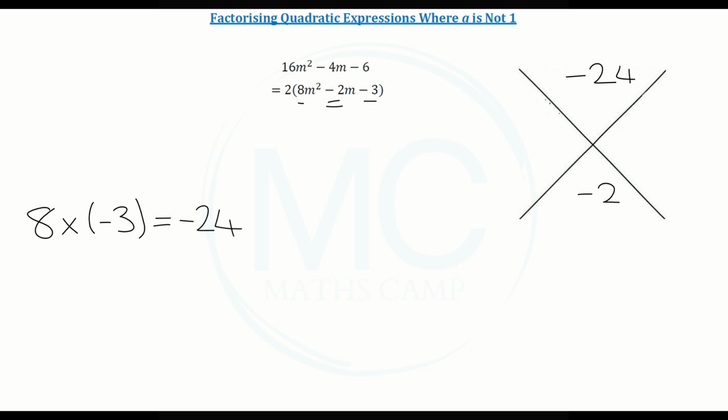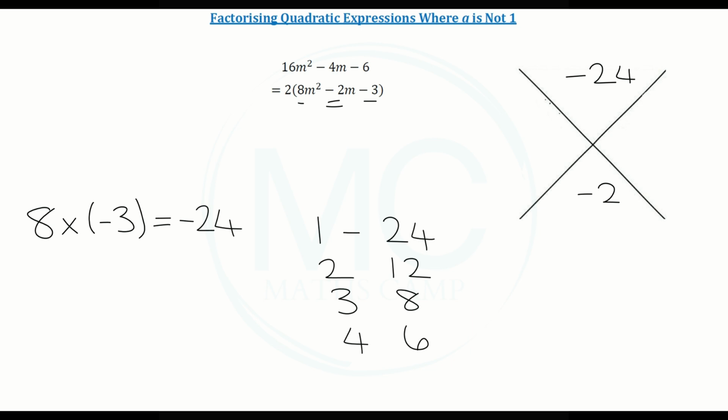Now let's look at the factors of 24. We have 1 and 24, 2 and 12, 3 and 8, and 4 and 6. 24 is negative, and so is 2. So we know that the greater factor will be negative. And remember, the idea here is to add these combinations together to get an answer of negative 2.